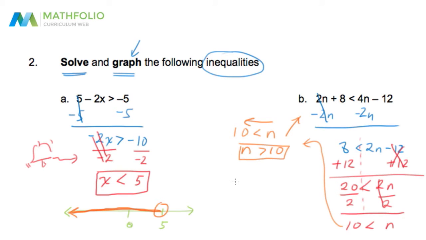So similar to before, I just draw my number line, put a couple of arrows on it, label 0, label the number in question, which is 10. Now I'm told that n must be greater than 10, can't be equal, so it's an empty circle. I'm going to shade the numbers bigger and make sure there's an arrow on there. That's my answer to number 2, B.